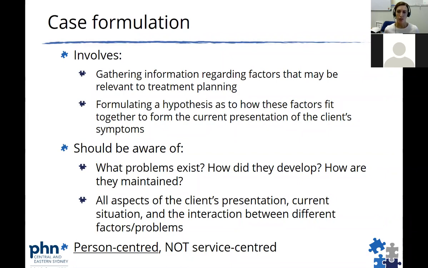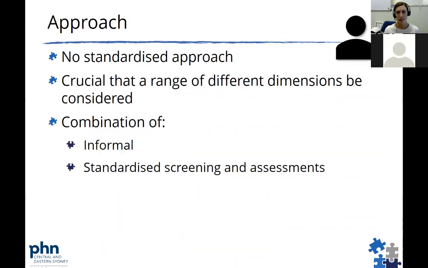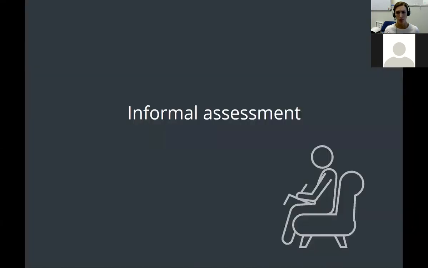So the primary goal of any service should be to improve the client or patient's quality of life. But of course, in order to do so effectively, healthcare workers must take into account the broad range of issues that people may present with. There's no standardized approach to case formulation, but it's really important that a range of different dimensions are considered using a combination of informal and standardized assessment techniques. So I'll first talk about informal assessment.